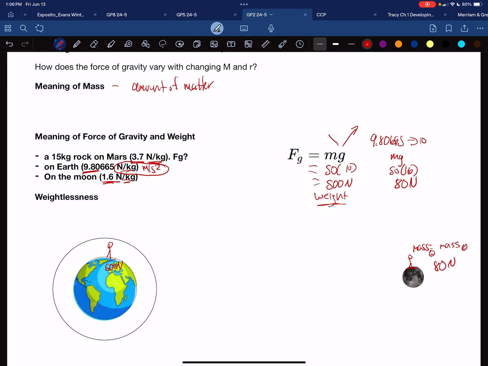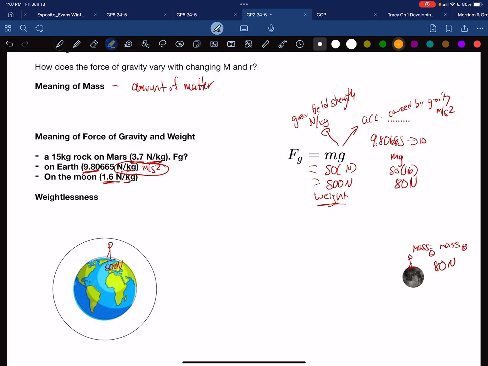So this g has two names: acceleration caused by gravity, and the gravitational field strength. When we speak of it as having the gravitational field strength, we usually use newtons per kilogram. When it's acceleration, we use meters per second squared, but the numbers are the same.